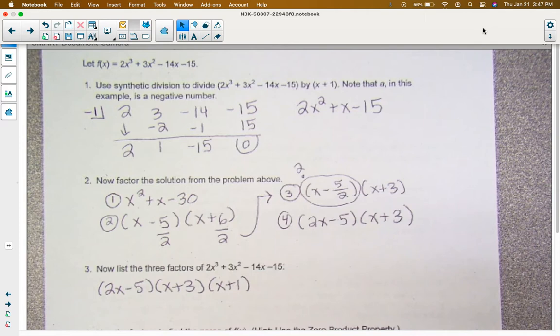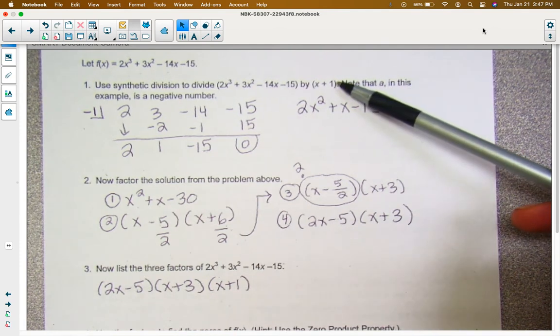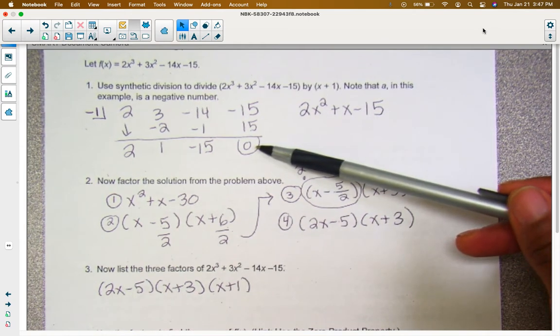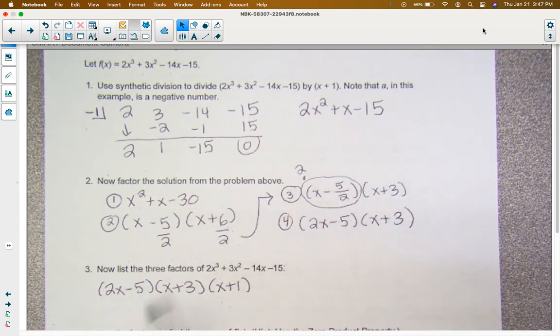So it says list out all 3 factors. That's one factor. That's the second factor, and that's the third factor. They gave us a factor, little did we know, but they did give us a factor because I got a remainder of 0. And then we use that factor to break it down, and then we have all 3 factors.